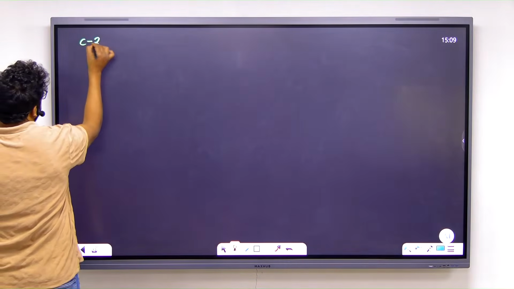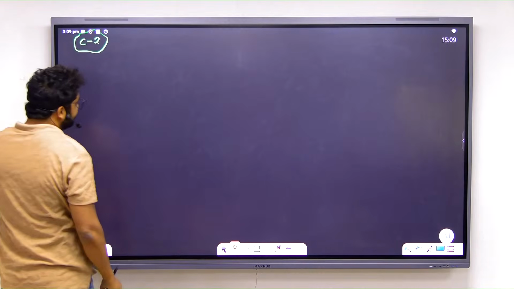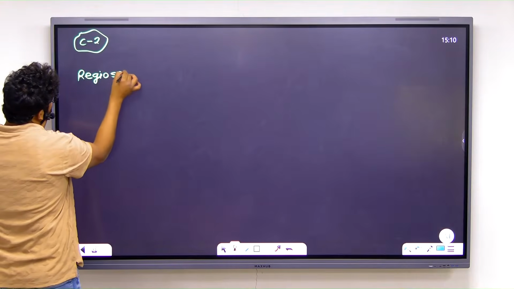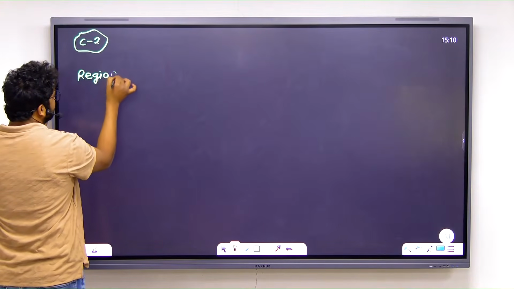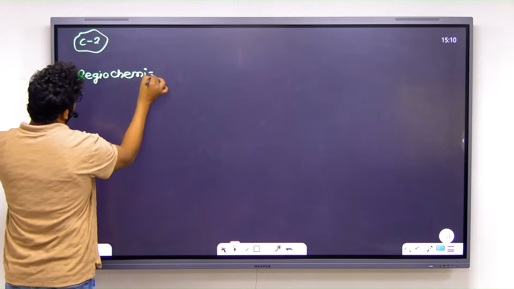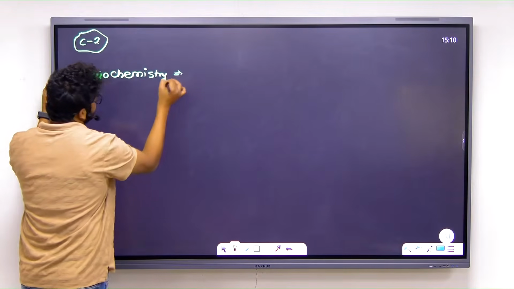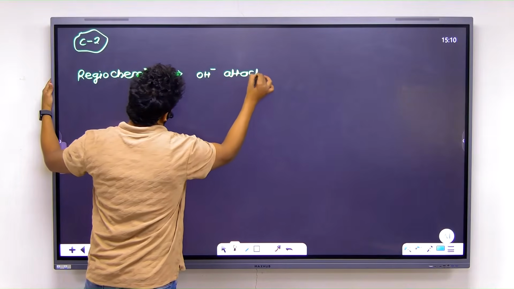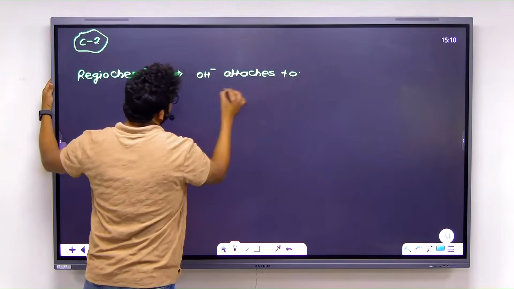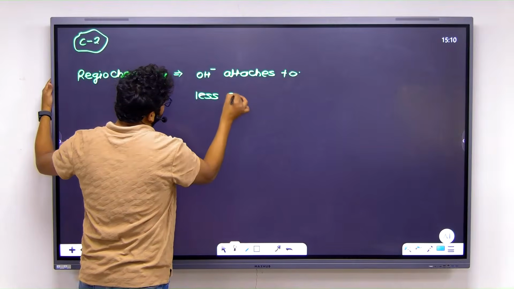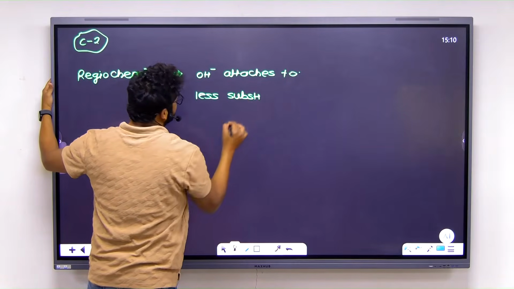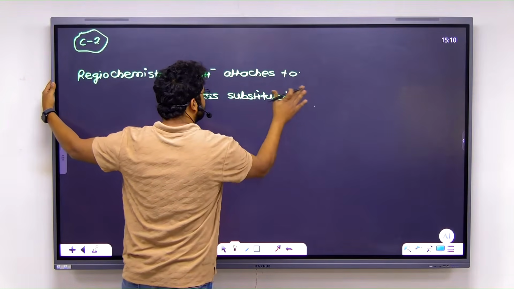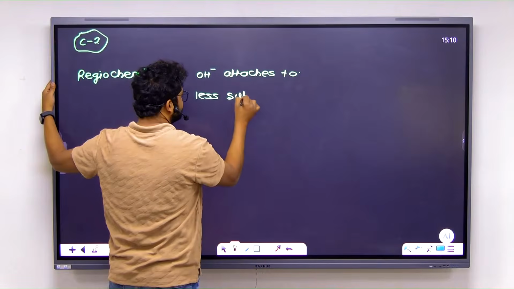Case 2 is known as the regio selectivity or regio chemistry. What do you mean by regio chemistry? That OH minus attaches to what? A less substituted carbon. Less substituted carbon. Let me clear the space. Substituted.